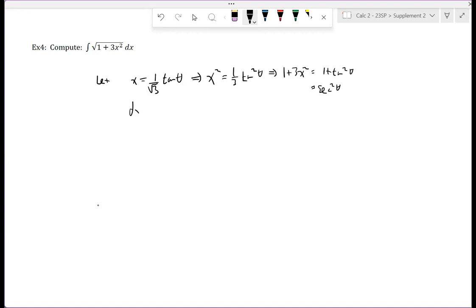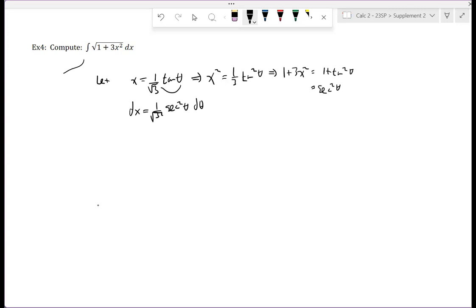Let me also write my dx so I don't mistakenly just make that dx a d theta, an easy mistake to make. The derivative of tangent is secant squared. So if you're not up to date on some of your derivatives of trig functions other than sine and cosine, it might be good to quickly review those. 1 over square root of 3.